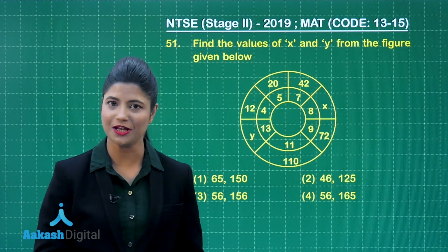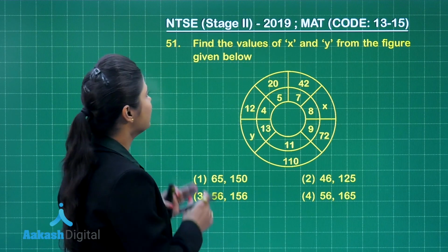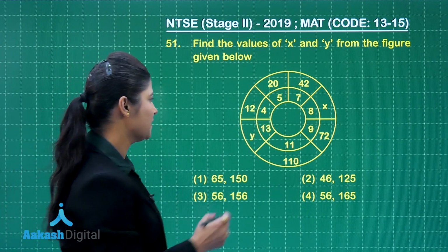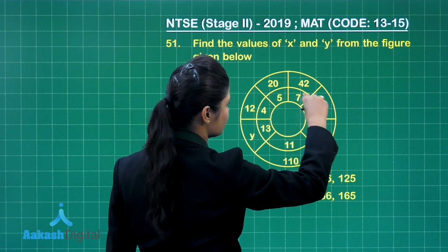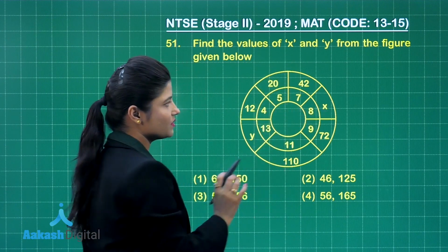Now let's discuss question number 51. It states: find the values of x and y from the figure given below. So you can see here we have various numbers in this pattern. Here I have a circle, then I have an inner circle and an outer one. So here I will be taking each and every sector of the circle.